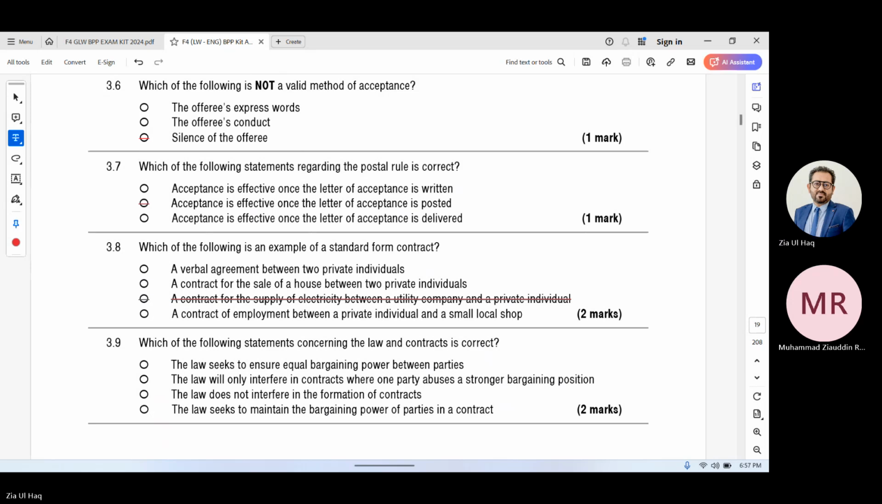3.9. Which of the following statements concerning the law and the contract is correct? The law seeks to ensure equal bargaining power between parties. No, there could be some bigger party, some smaller party. So the law doesn't seek equal bargaining power. The law will only interfere in a contract where one party abuses a stronger bargaining position. Yes, if there is abuse, the law will interfere.